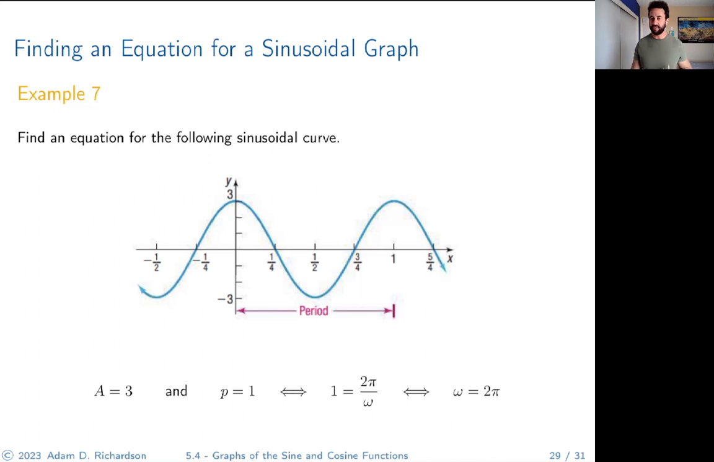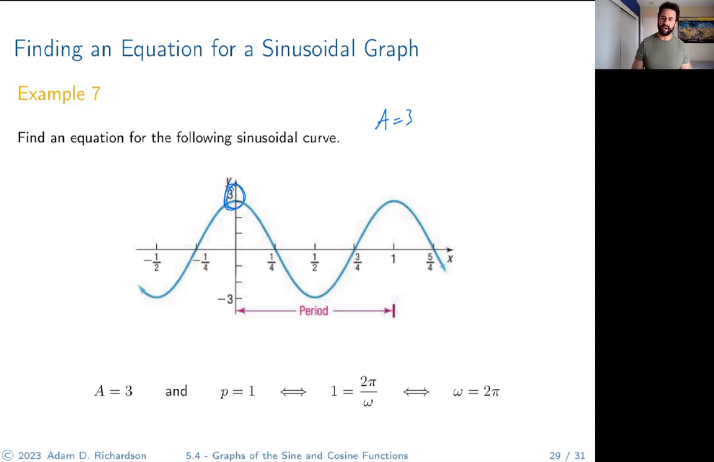Okay, now let's try to work it out on our own. We know that the key points come into play. We know that omega is going to change the period and A is going to change the amplitude. So just looking at the graph, one thing I noticed right away is that that peak has a height of 3. So that tells me that A has got to be 3 or -3. That's the question. Let's see.